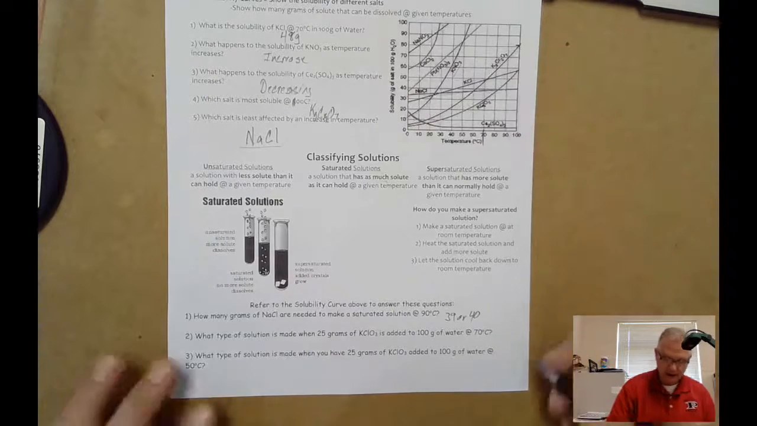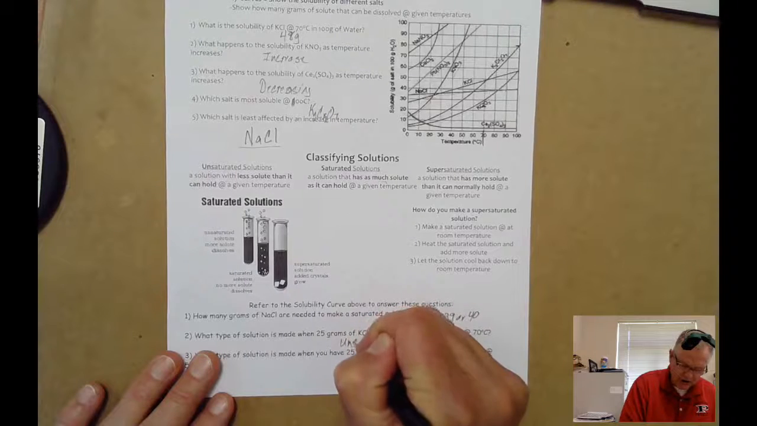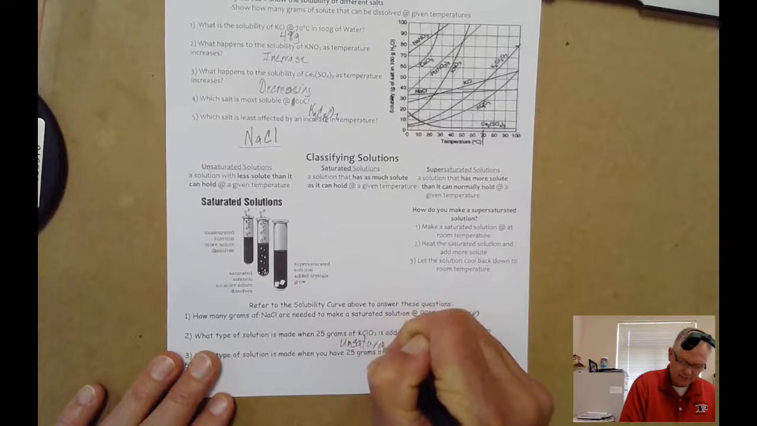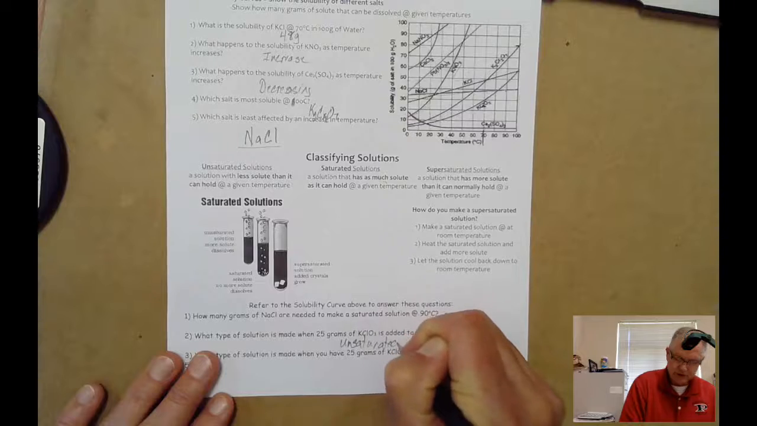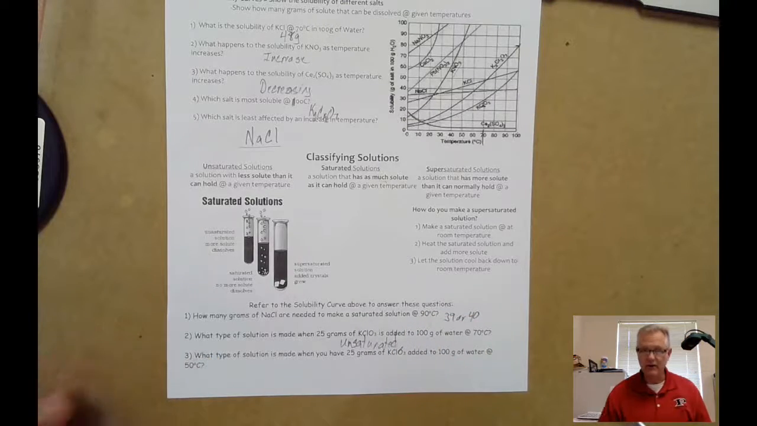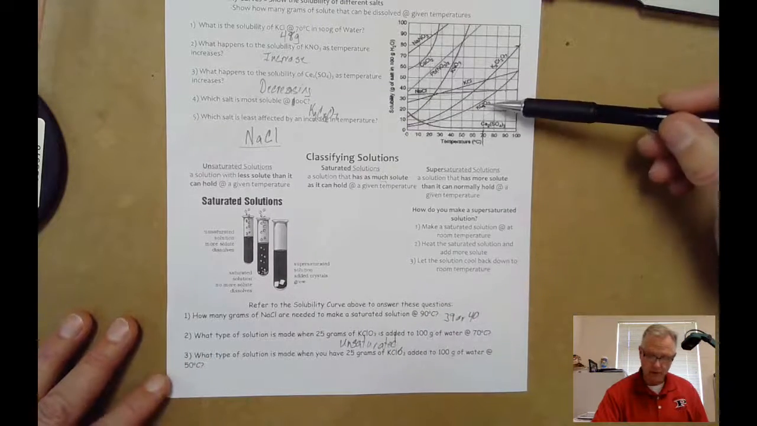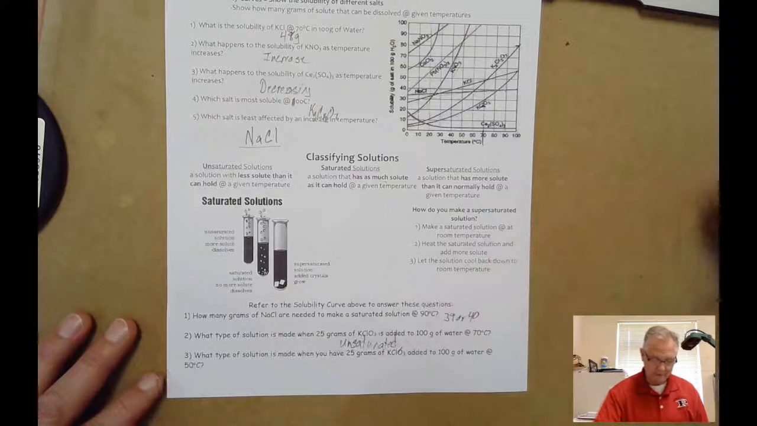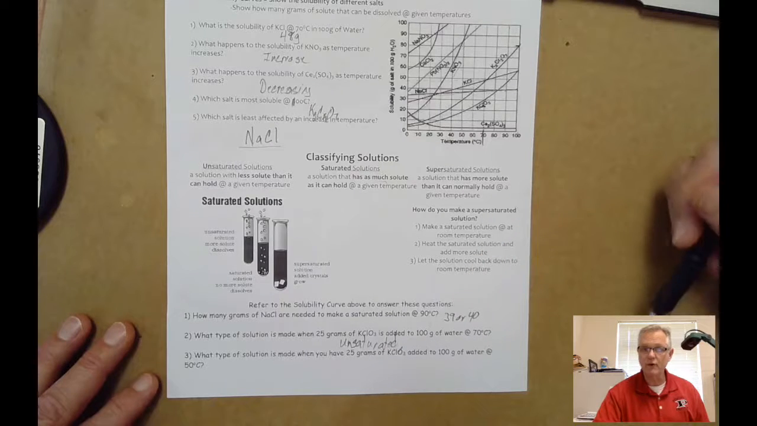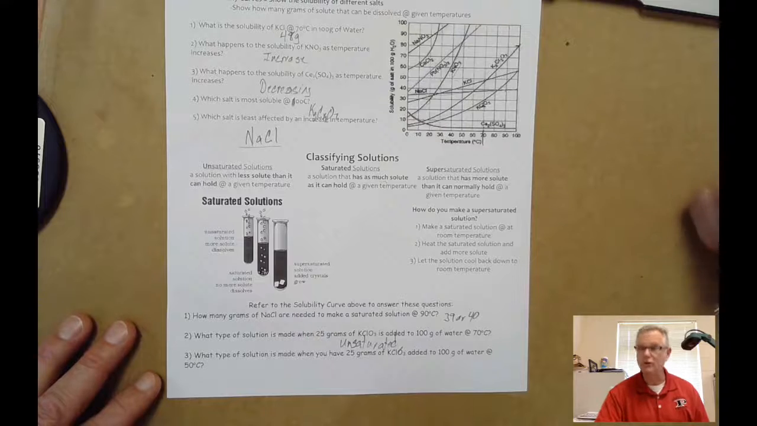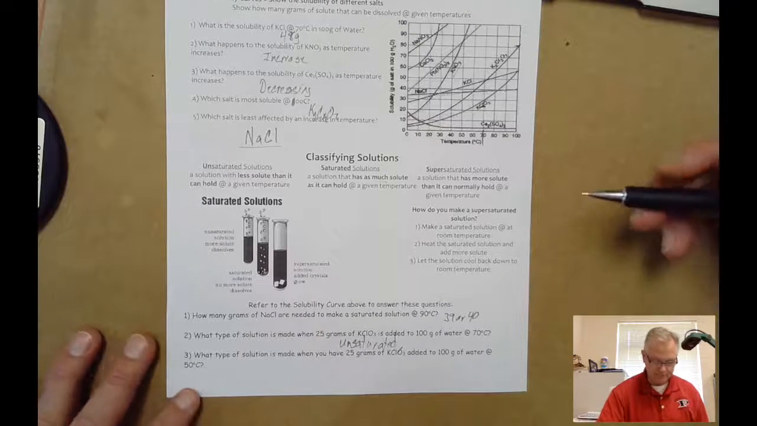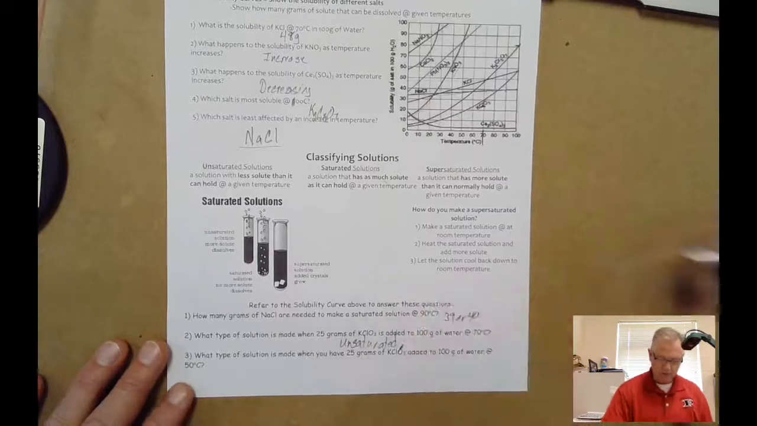So therefore, I am going to have an unsaturated solution. You say, well, how did you know that? Well, my graph is telling me that it will hold 30, and I only put 25 in there. So how much more would it hold? Yeah, you're right. It would hold 5 more grams. All right, that wasn't the question. We're going to go ahead and finish up the last one.